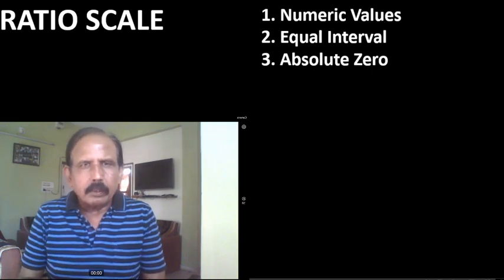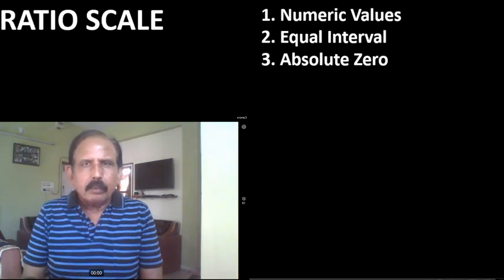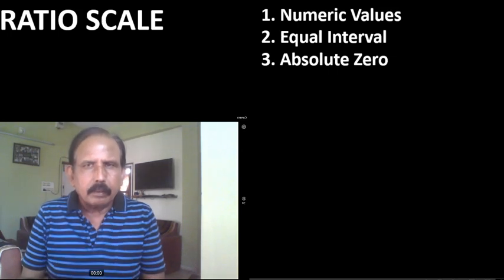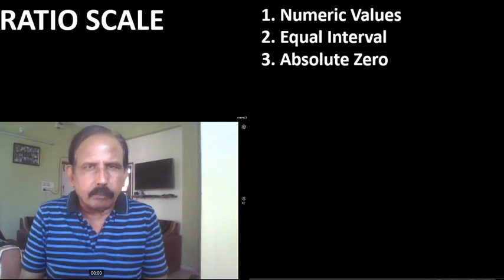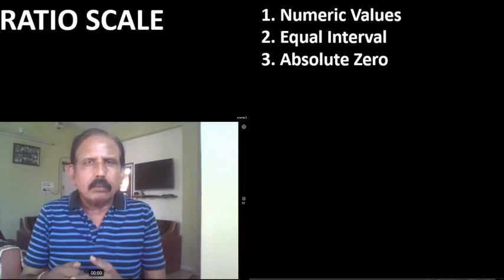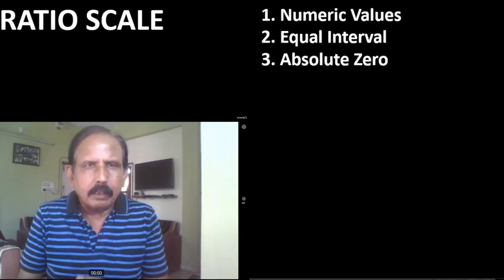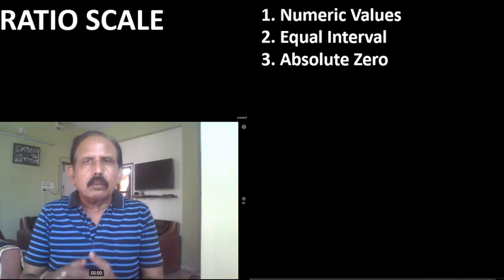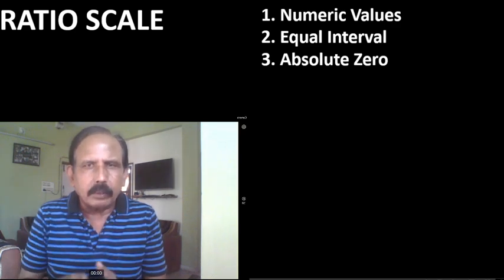The most important thing is absolute zero. Here zero means nothing. It does not depend on anything. It shows the absence of something. And this zero is used generally in basic science, like in physics, where zero means zero, nothing, absence of something.